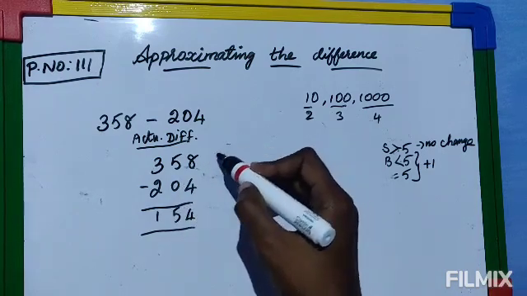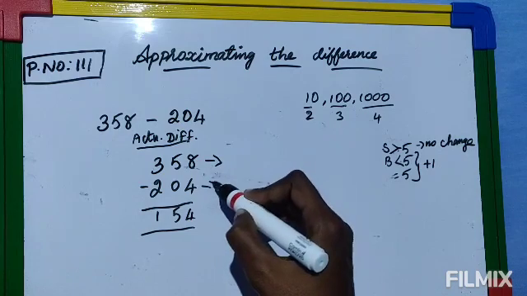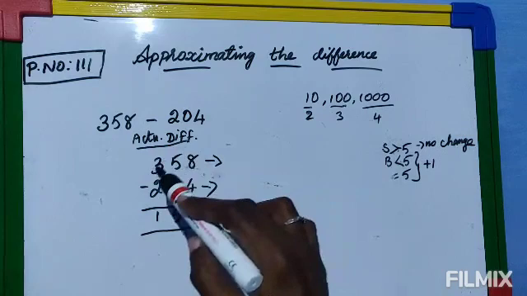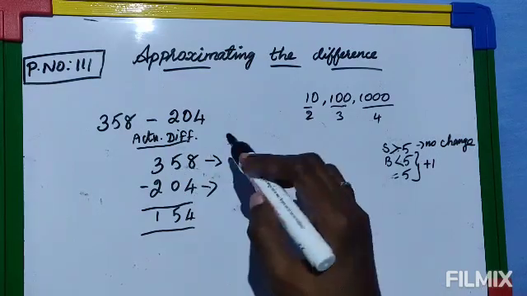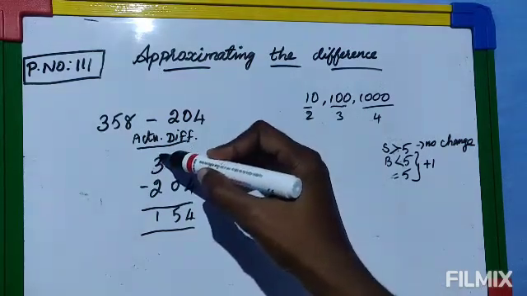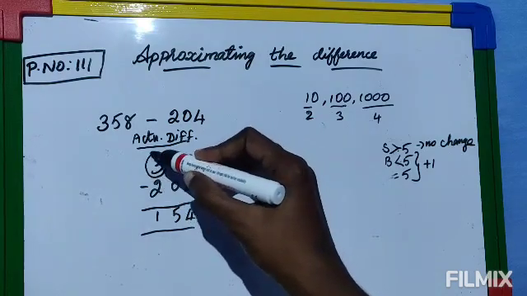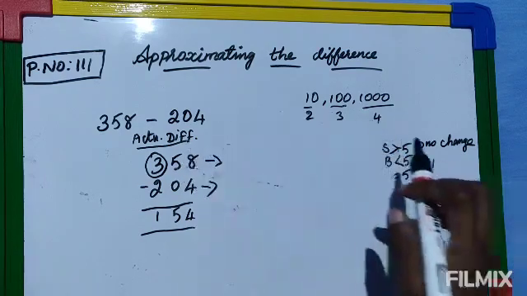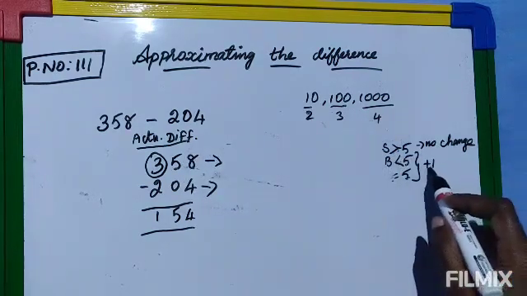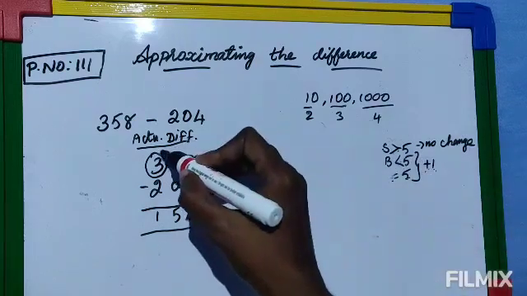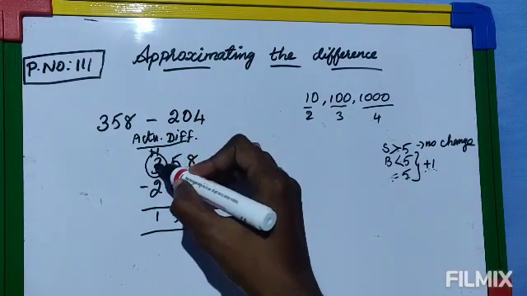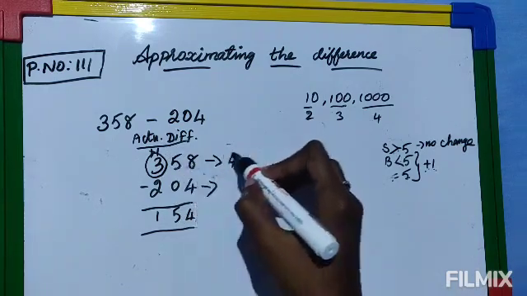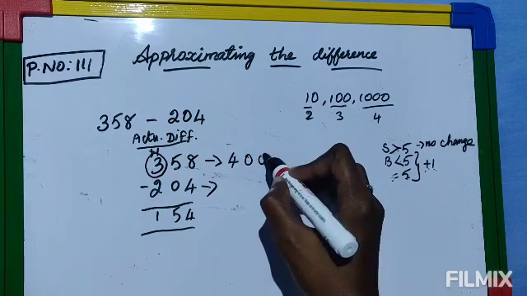Now we will find the approximate difference. To find the approximate difference, you have to round off to the nearest 100. This is 3 digits, so you will round off to the nearest 100. So first circle the number in the hundreds place. Again look at the right side digit. This is 5. So 5 is equal to 5. Equal to 5 means you have to plus 1. So to the circle number you will plus 1. So 3 plus 1, 4. And the right side digits will become 0.